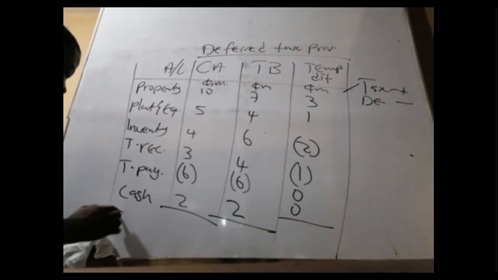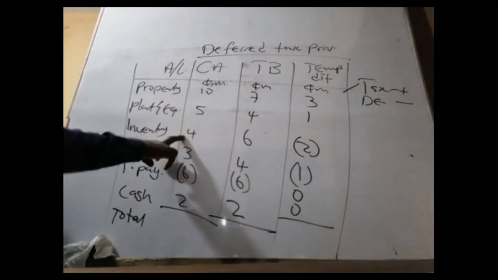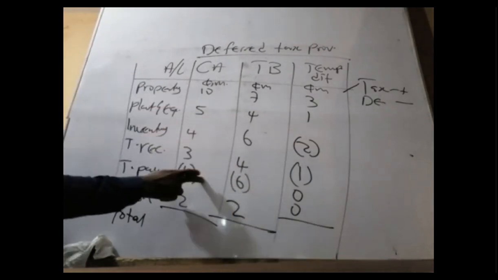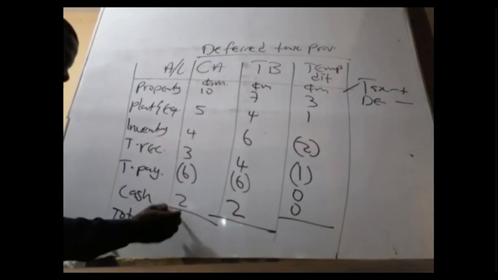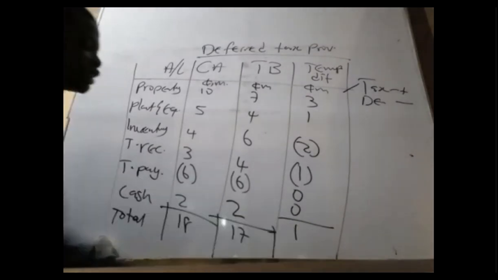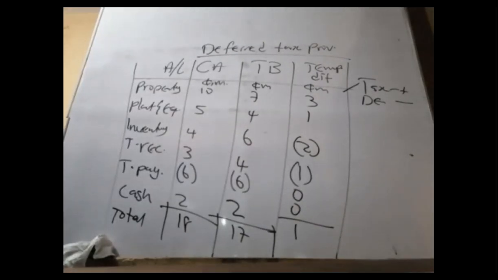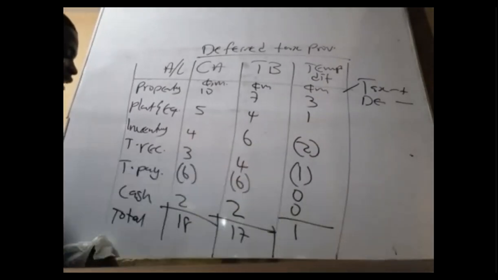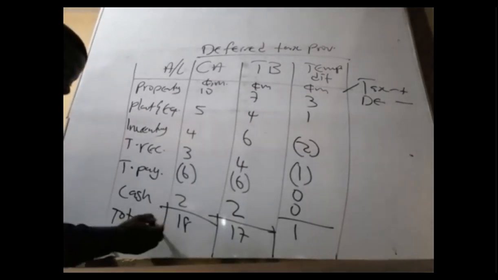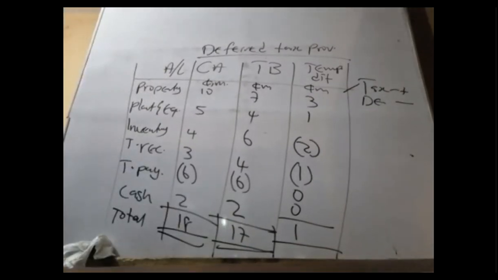So the total will be total net assets. You add all: 10 plus 5, 15, plus 4, 19, plus 3, 22. Minus 6, 16, plus 2, 18. Good. So that means here will be 17. If you do it well, yes, 1 million. Agreed. So let's see, 7 plus 4, 11, plus 6, 17, plus 4, 21, minus 6, 15, plus 2, 17. Great. So the temporary difference is 1 million.